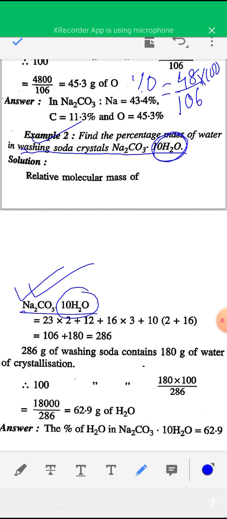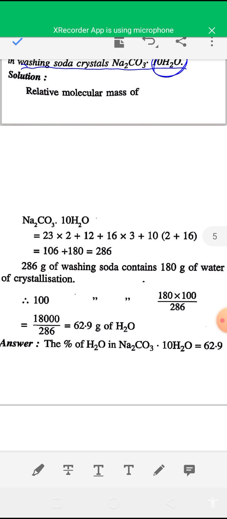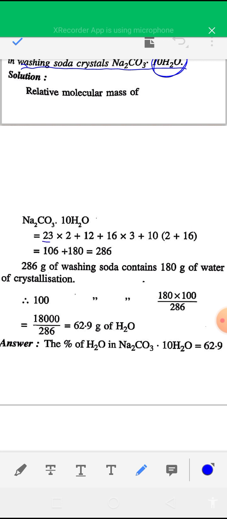Okay, so for each sodium, the atomic mass is 23, so 23 into 2, plus 1 carbon, which is 12, and 3 oxygen, 3 into 16, since the atomic mass of oxygen is 16. Now 10 H2O: the atomic mass of hydrogen is 1, so for 2 hydrogen, 2 into 1 plus 1 oxygen, which is 16, so 10 into 2 plus 16, that is 10 into 18. Okay, so 106 plus 180, that is 286.